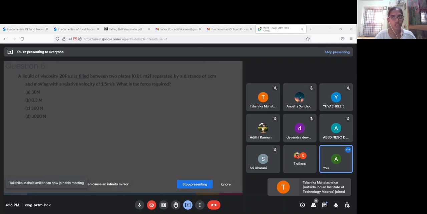So question 6. A liquid of viscosity 20 pascal second is filled between two plates of a surface area of 0.01 meter square separated by a distance of 1 centimeter and moving with a relative velocity of 1.5 meter per second. Here the plate is moving at a relative velocity of 1.5 meter per second. So what is the force required here? Any idea how to calculate this?